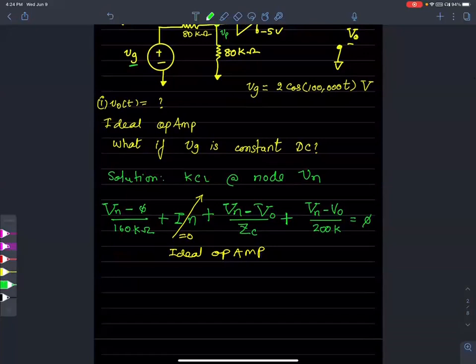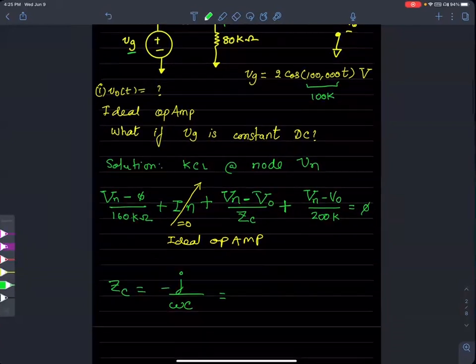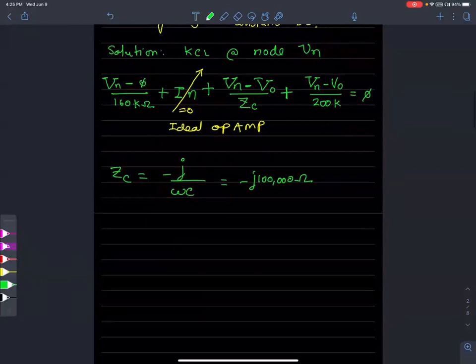Okay, and like you mentioned, now we can plug in the variables. ZC, we know how to calculate ZC, negative j over omega C. We can plug in the value of omega to be 100K, and C to be 0.1 nanofarads. You'll get a value of negative j 100,000 ohms, 100K ohms. So this was 0.1 nanofarads or whatever value was given. Now we can plug these numbers in and solve this equation a little bit more.